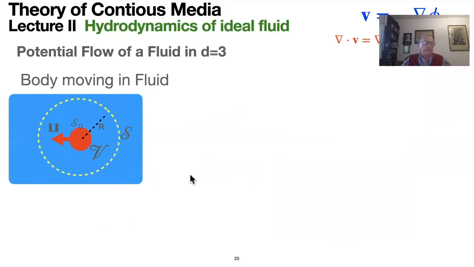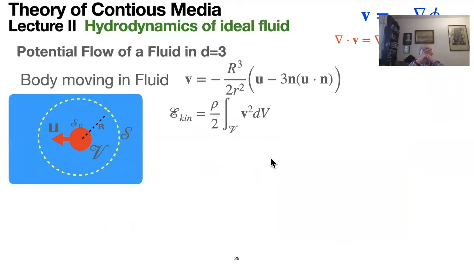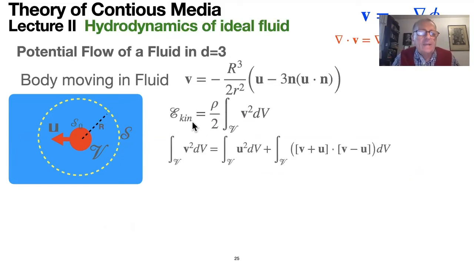Okay, so we have our situation, and we have the velocity of a fluid. I will now ask you to follow my exercise in doing the integrals. I shall now calculate the kinetic energy of the fluid. I have a body moving in the liquid, and the system has a certain kinetic energy. So the kinetic energy of a liquid is the density, which is constant, so I take it in front of the integral. And there is an integral of the square of the velocity of the fluid over the whole volume of the liquid.